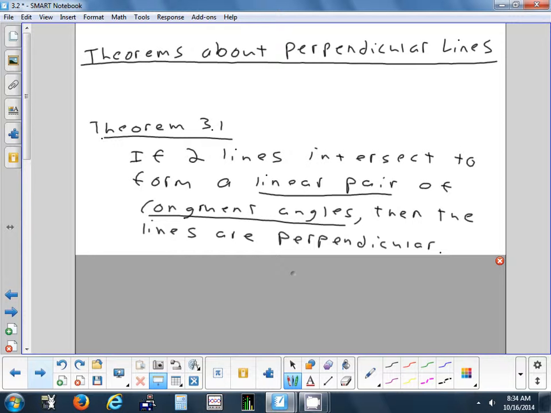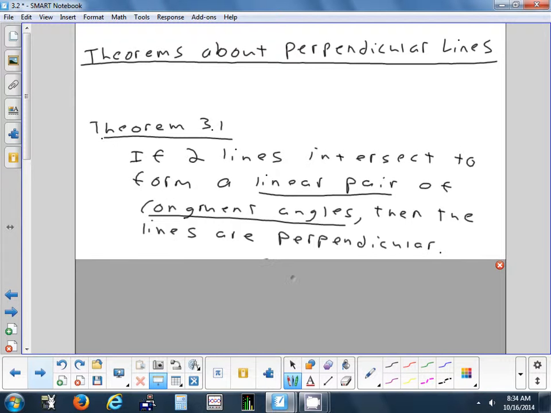What I'll try to do first is just describe the theorem, and then I'll draw you a picture of it. So this theorem says if two lines intersect to form a linear pair of congruent angles, then the lines are perpendicular.